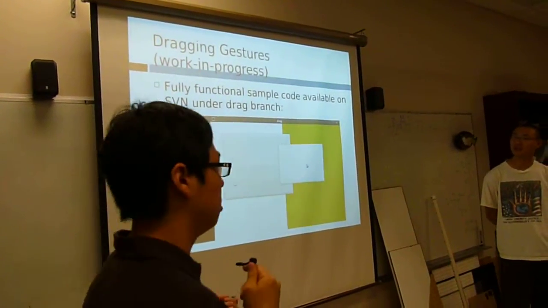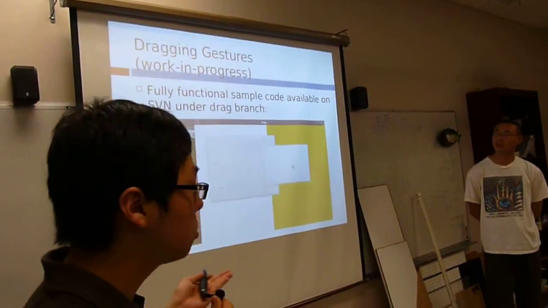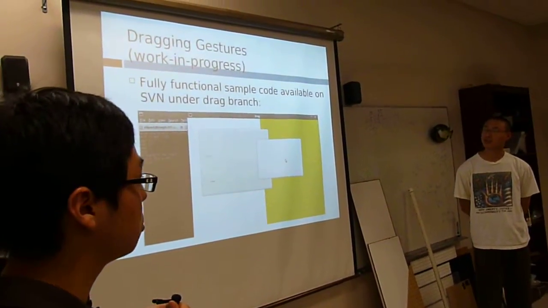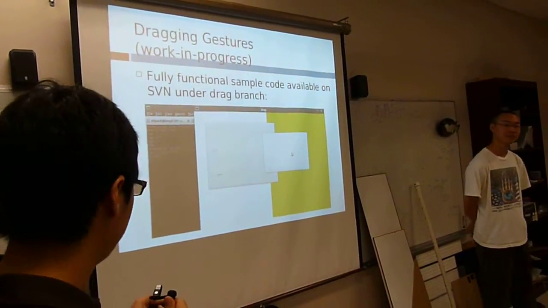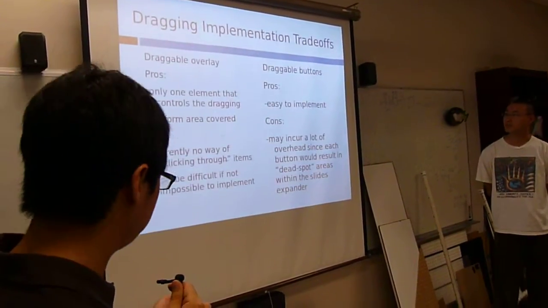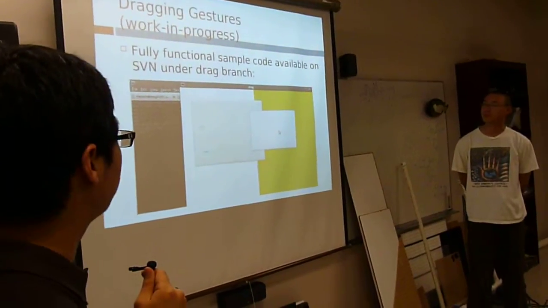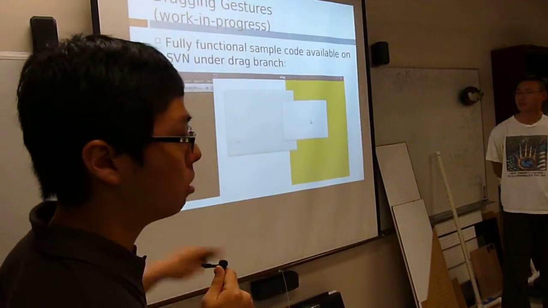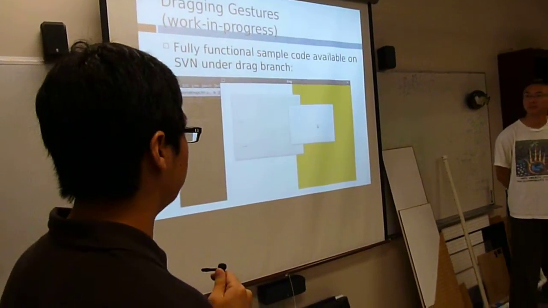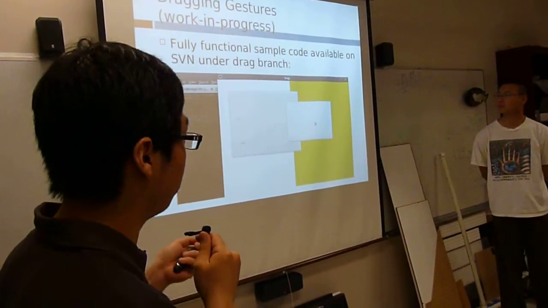Okay, so like I said, another feature that we're working on is dragging gestures. This is sample code that you can actually get from the SVN. You can actually compile it and run it. And what this allows you to do is, what we've been trying to experiment is how to actually drag through the thumbnails on the professor UI. And this sample allows you to sort of test that functionality.